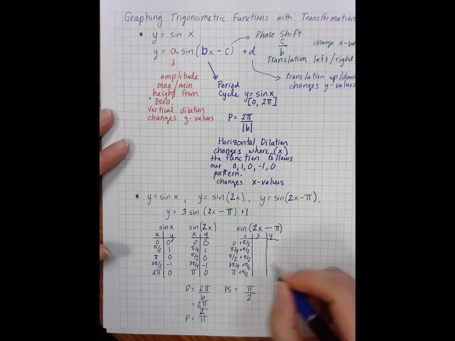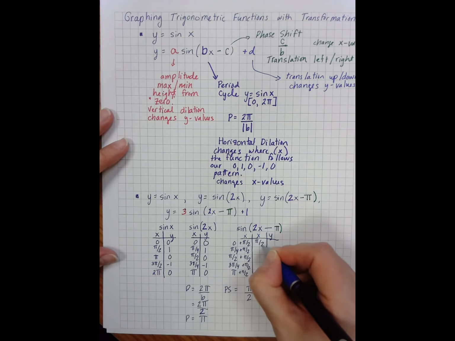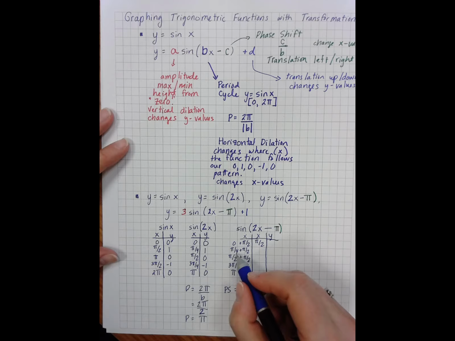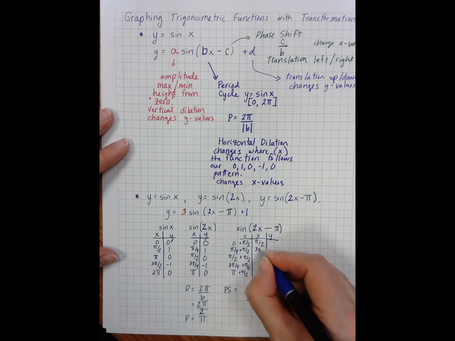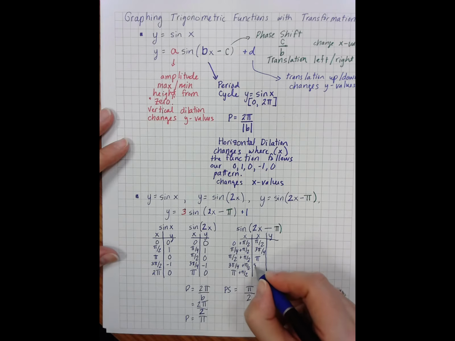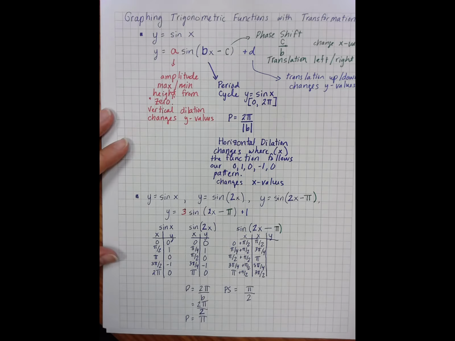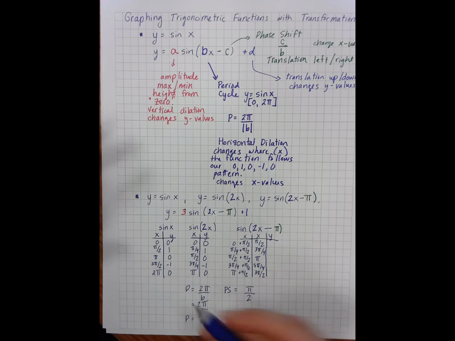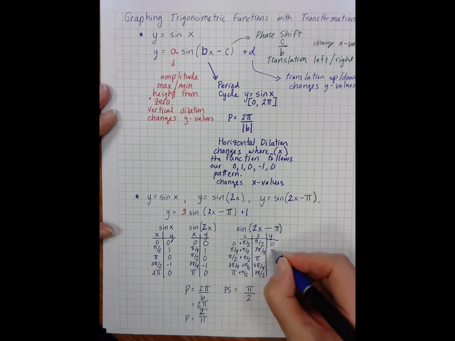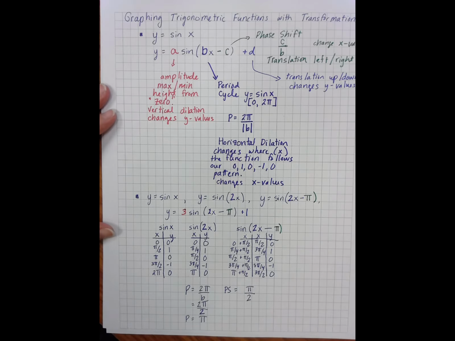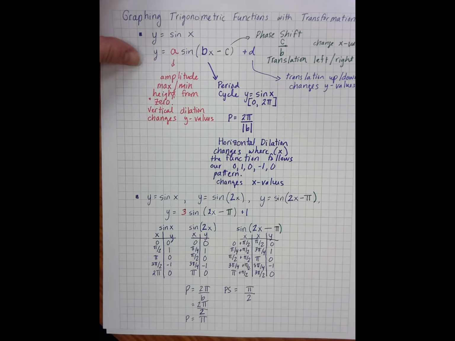Okay, so now I add pi over 2 to each of these. Common denominator, that's going to be 3 pi over 4. That's pi, 5 pi over 4, and 3 pi over 2, or 6 pi over 4. And again, these values, the phase shift and the period, don't change my pattern of 0, 1, 0, negative 1, 0. So let's graph this function.